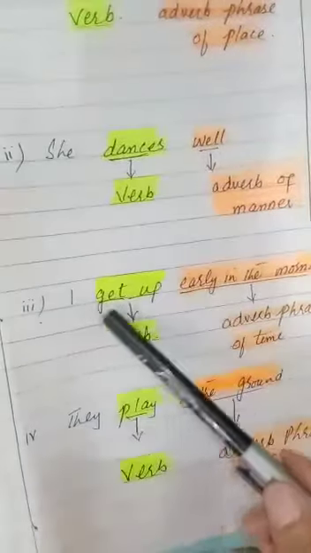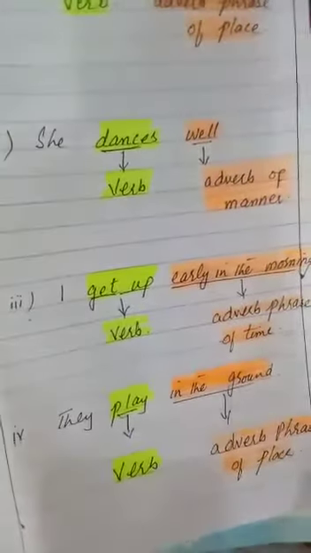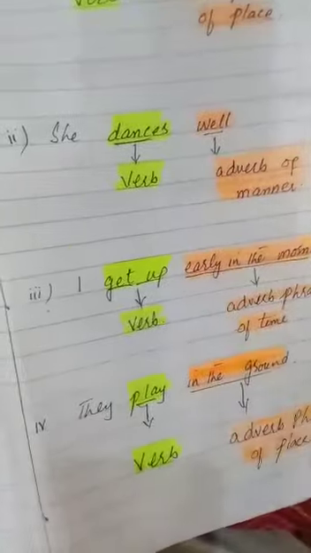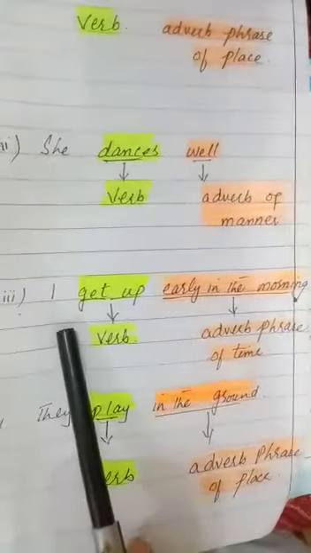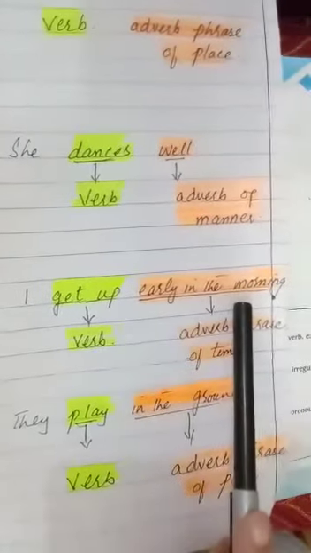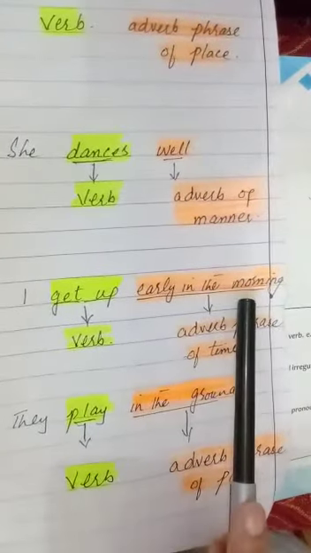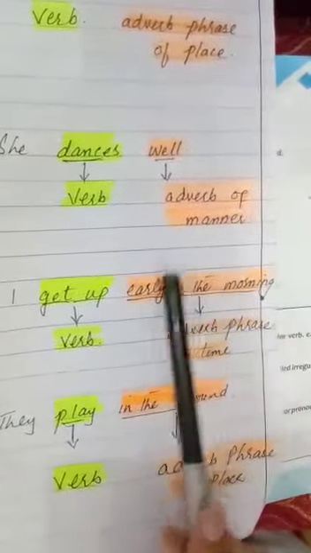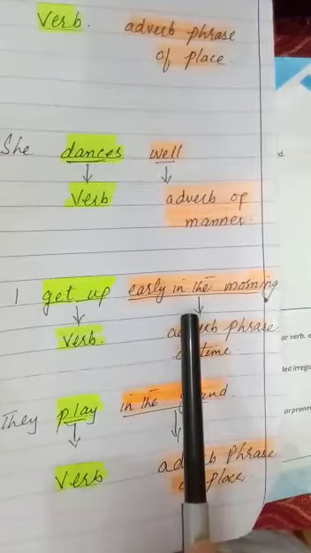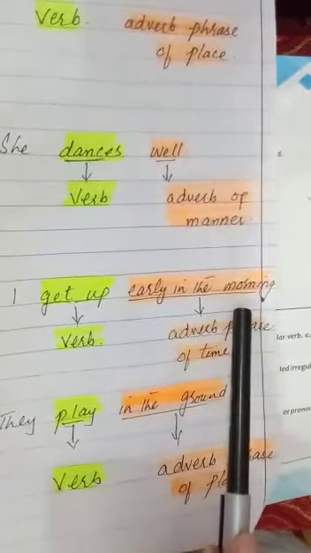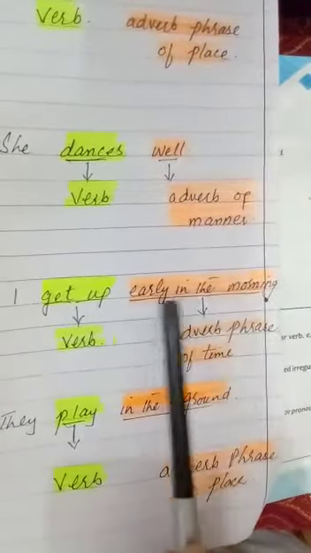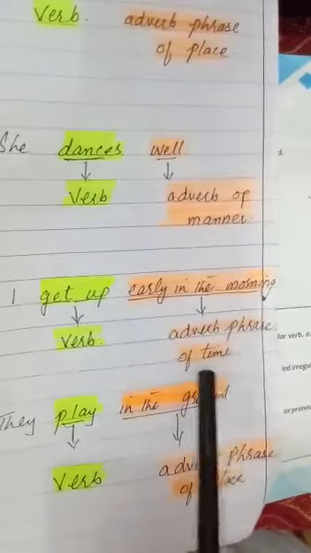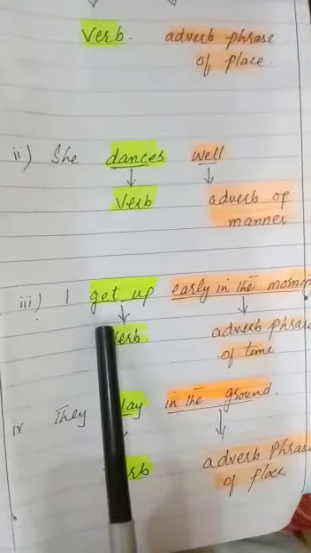Okay, next is: I get up early in the morning. I is the subject, get up is the verb. Early in the morning, what is this? This is a phrase, and which phrase? Adverb phrase of time, because it is showing time. That cannot be an object because it is showing time, and that time is a group of words, so that is an adverbial phrase of time. So get up is an intransitive verb in this sentence.